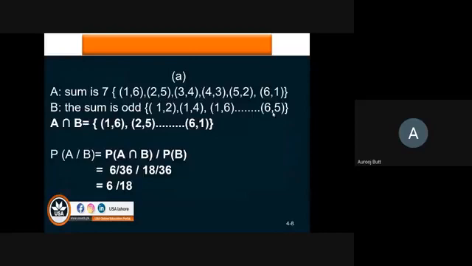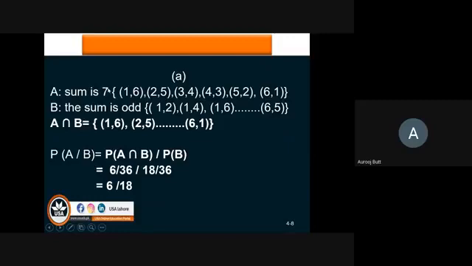According to the given condition, they are saying to find the probability that the sum is 7 given that the sum is odd. According to this conditional probability, you have the formula: probability of A intersection B divided by whatever is given under this condition, which will come in the denominator. Probability of A intersection B means you need to find the common points in both of these events.